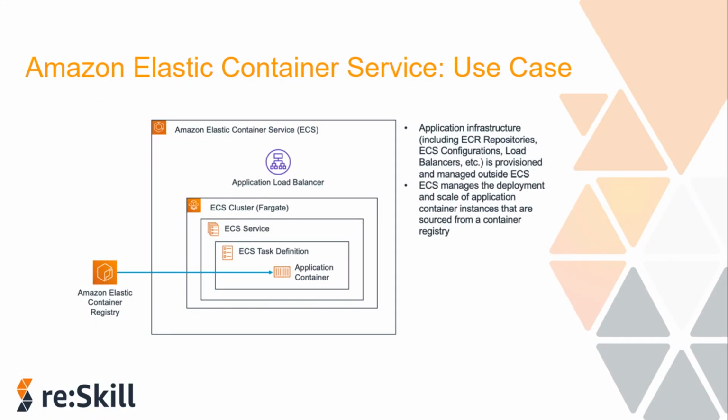So let's see the use case of ECS. The following diagram shows how ECS is being used to manage a simple containerized application. In this example, you can see the infrastructure components are created outside of Amazon ECS, and Amazon ECS is used to manage the deployment and operation of application containers on the cluster.